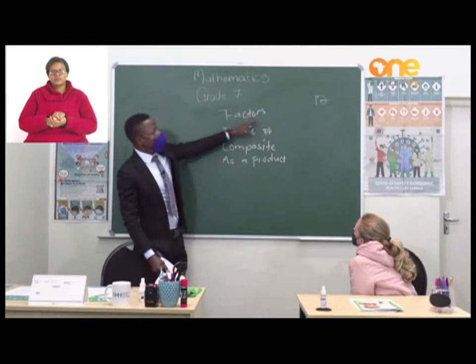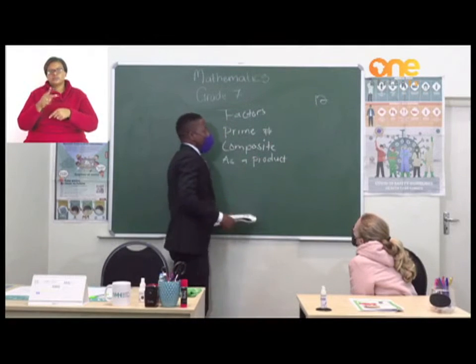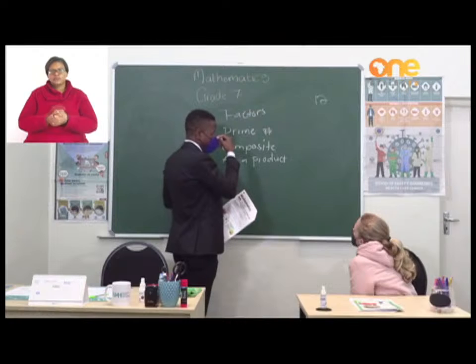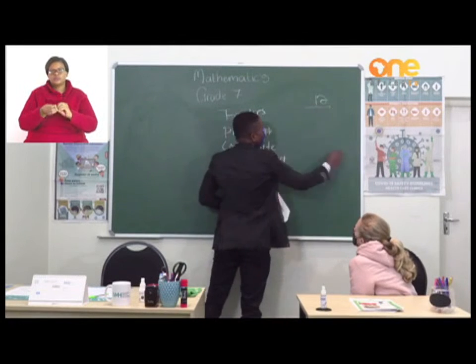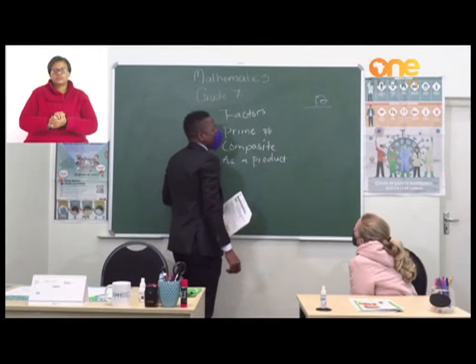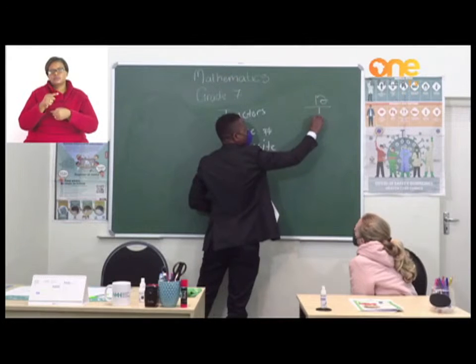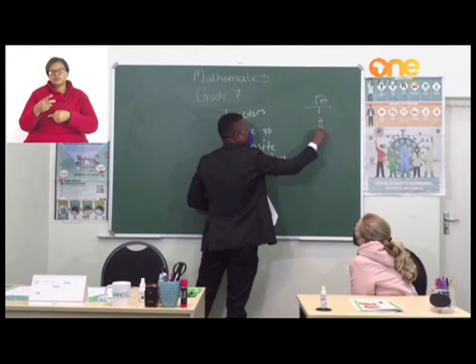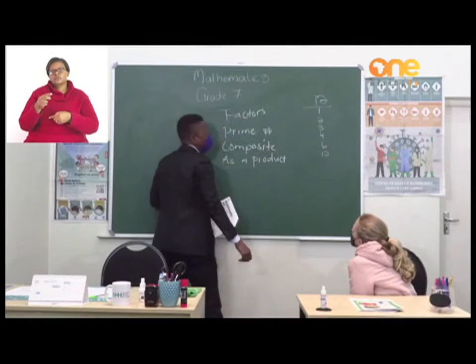The first one, we need to find all the factors of 12. A factor is a number that goes into a number without leaving a remainder. So factors of 12 are 1, 2, 3, 4, 6, and 12.